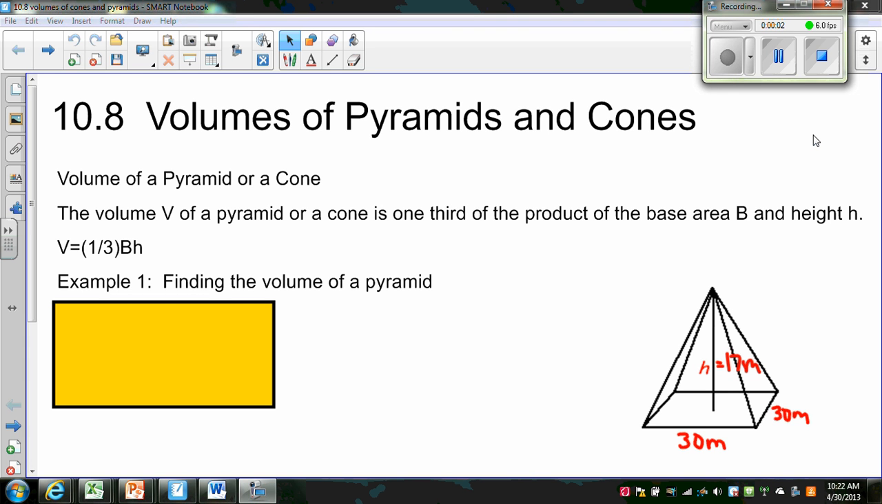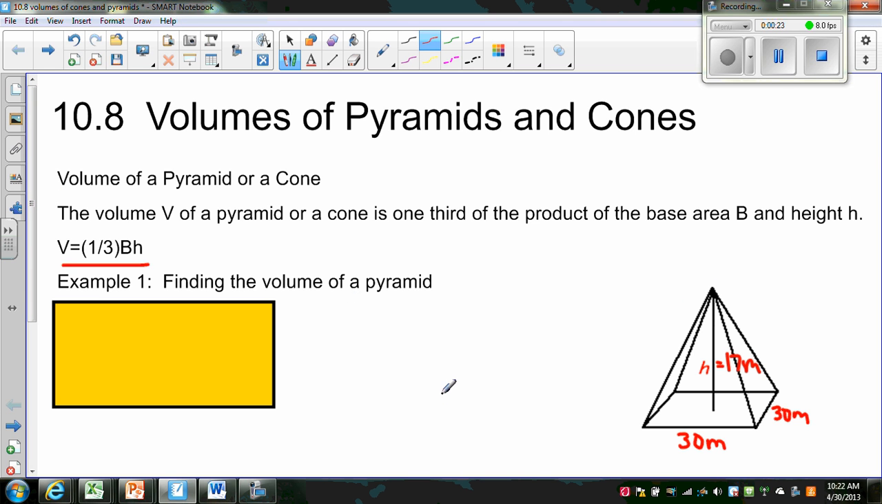This lesson's on 10.8, which you may have guessed, now we're doing volumes of pyramids and cones. And again, it's a lot easier than the surface area. So in this case, we have a very similar equation to the volumes of prisms and cylinders, but instead, because it's coming to a point and not a flat surface, we add the 1/3 times base times height.